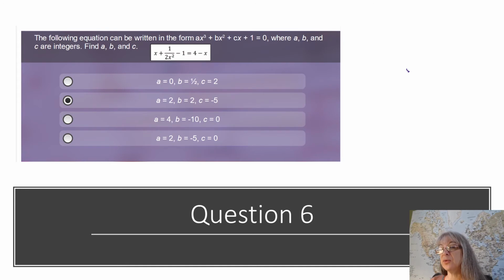All right, so we have this again. The following equation can be written in the form ax squared, which is really funny because that's what we did in the previous one, okay? So that gets you some of the values. So that's a correct one. Sometimes we do one problem and we solve another one.